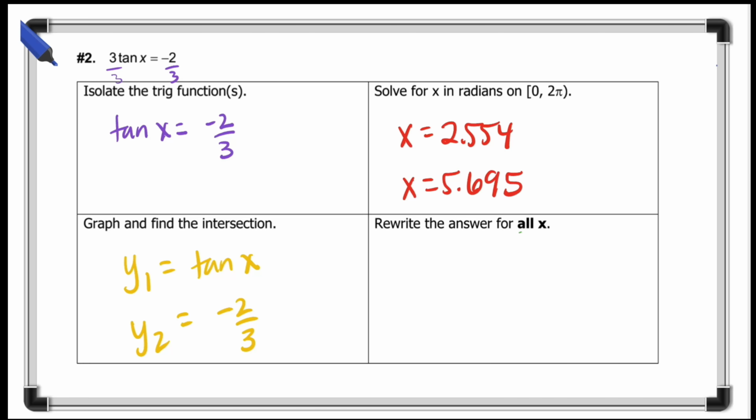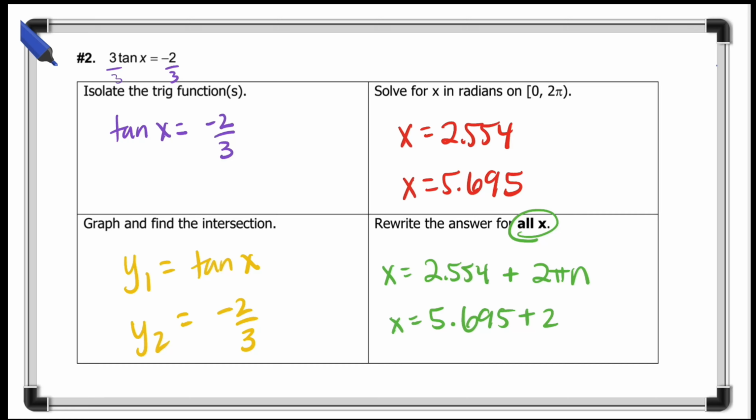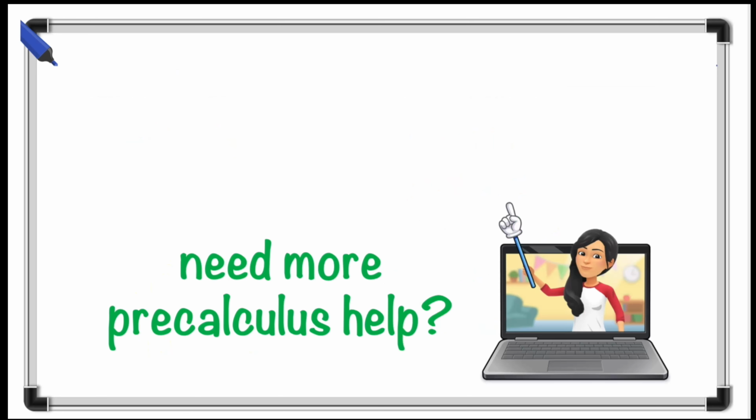And again, to write your answers for all possible x's, we'll take those same values and we're going to add 2 pi n, and add 2 pi n. And that's how you solve trig equations using your calculator.